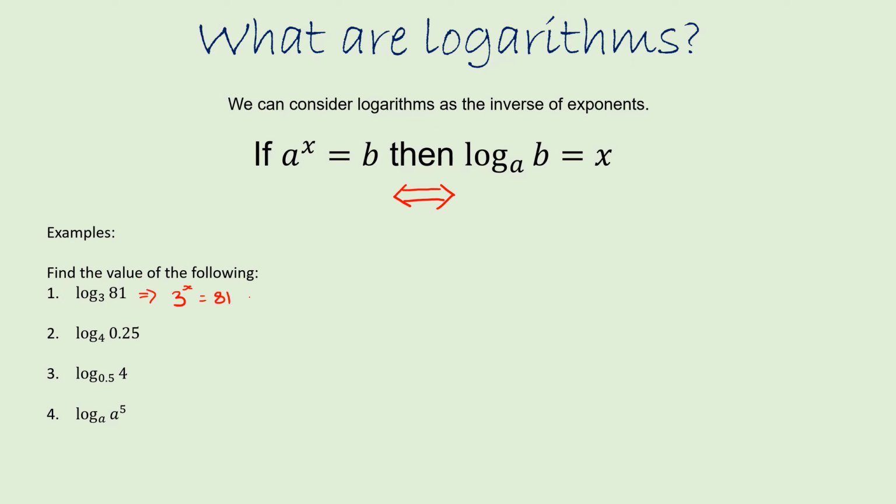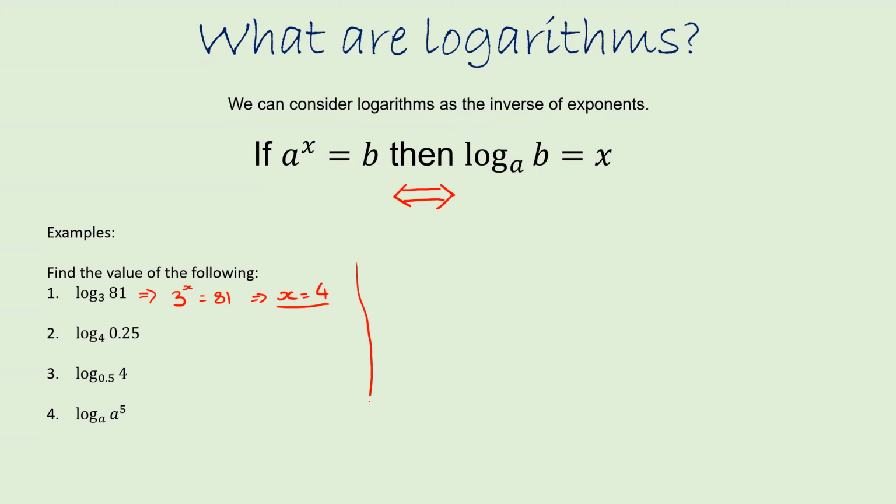Obviously, when this isn't whole numbers, we're in a bit of a problem when it comes out to be decimals, because we're going to need our calculator. But for now, we should be able to calculate all of these. So 3 to the power of 2 would be 9. 3 to the power of 3 would be 27. So therefore, hopefully you know that 3 to the power of 4 is equal to 81. So x is equal to 4.